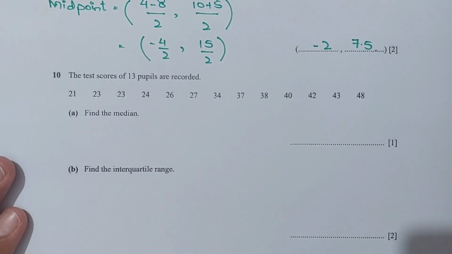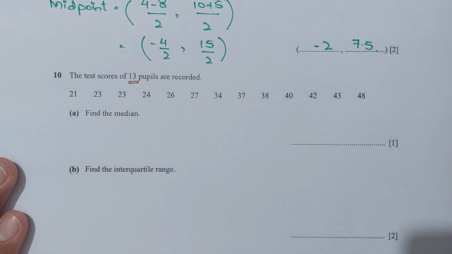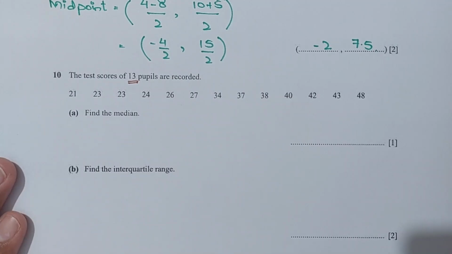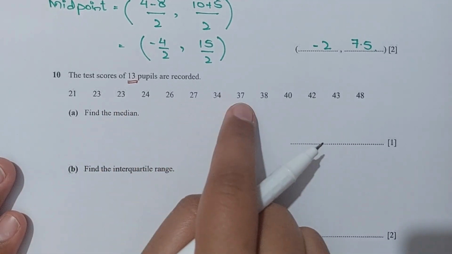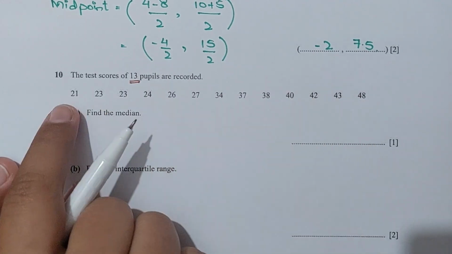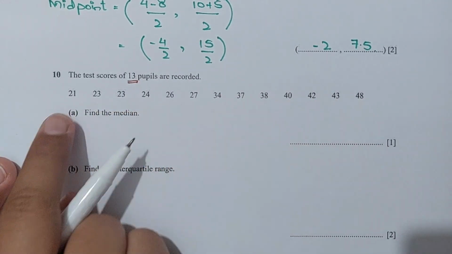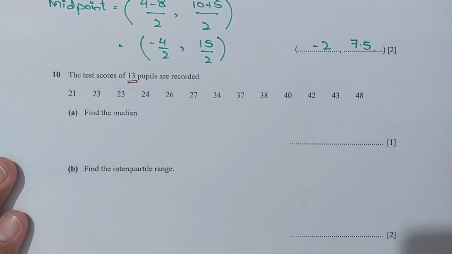Question number 10. The test scores of 17 pupils, 13 are recorded. Okay, part A, find the median. The median is the middle value of the data, but make sure it is arranged from lower to higher: 21, 23, 23, 24, 26, 27, 34, 37, 38, 40, 42, 43, and 48. As you can see, they are arranged in ascending order, from lower to higher. So the median is the middle value of the data. Since there is an odd number of values, there must be one middle value.